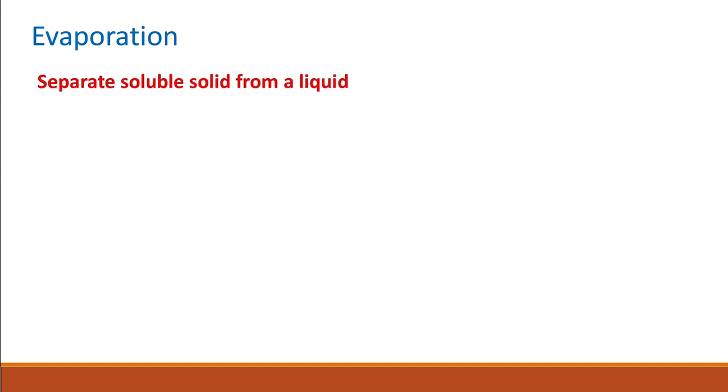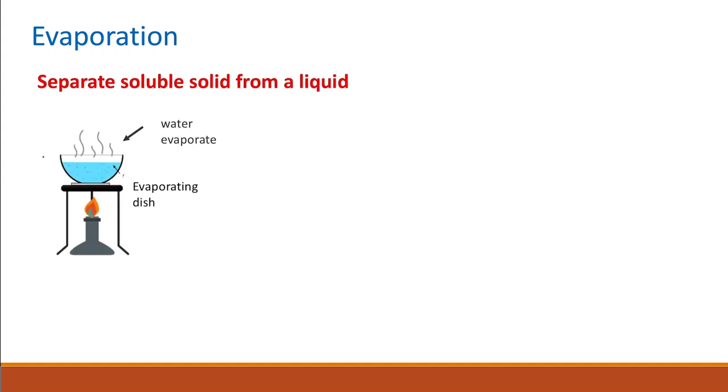Evaporation is the method that is used to separate a soluble solid from a liquid. You use an evaporating dish and heat it with a Bunsen burner. The water or the solvent will evaporate. You leave it until the solvent evaporates completely and only the solid remains.